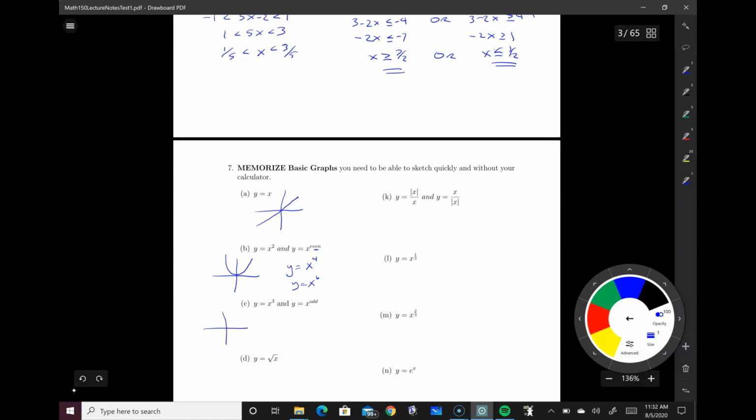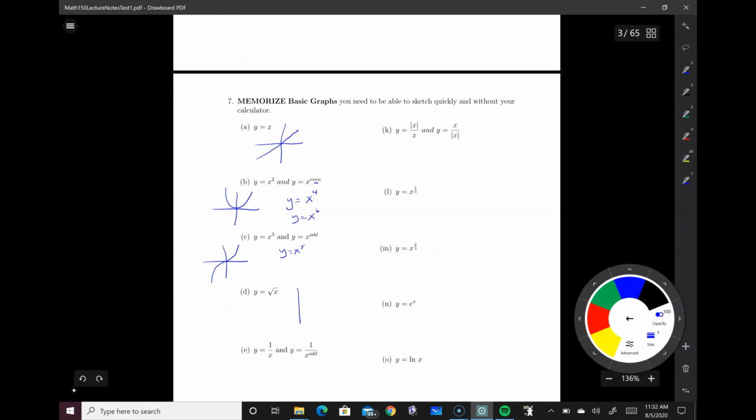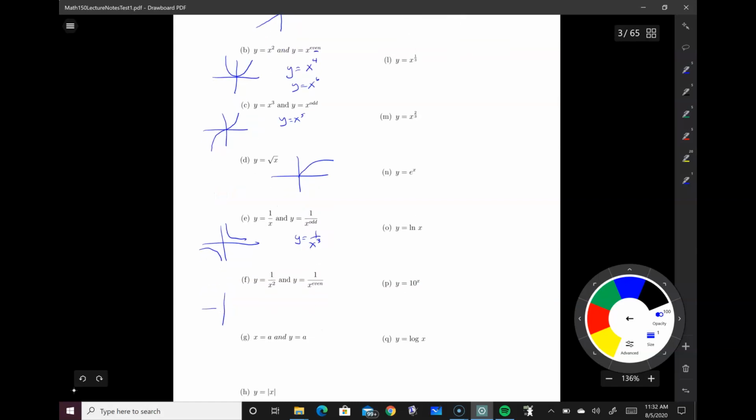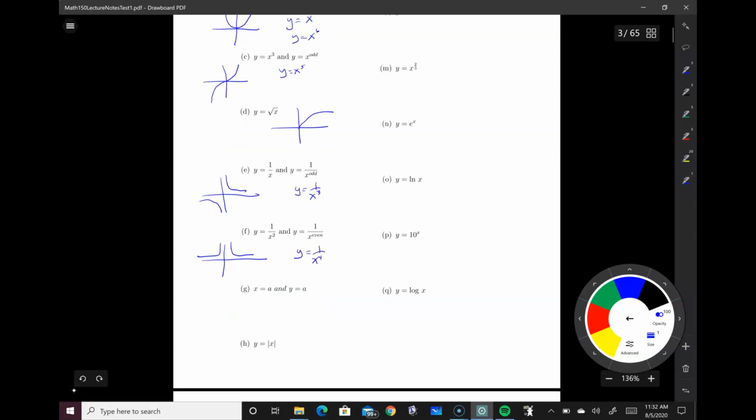You know y equal x cubed looks like this. So if it's y equal x to the 5th, it's very similar. So that you can make this generalization. Here is square root of x. 1 over x is a hyperbola that looks like this. And if it's 1 over x to an odd integer, so if it's 1 over x cubed, it's similar to this as well. 1 over x squared, they're both up here. So same thing, if it was 1 over x to the 4th power, it would look like this as well.